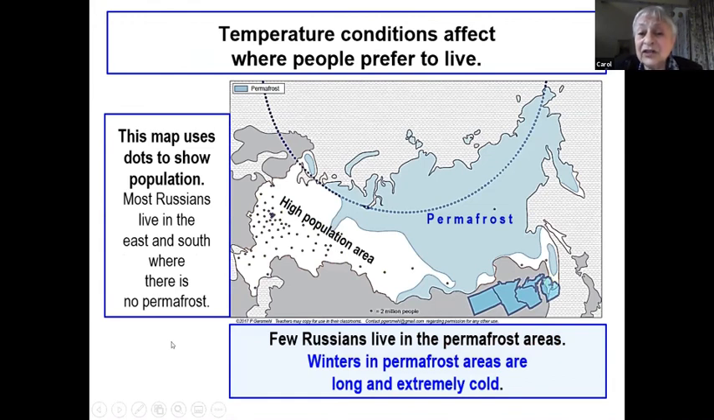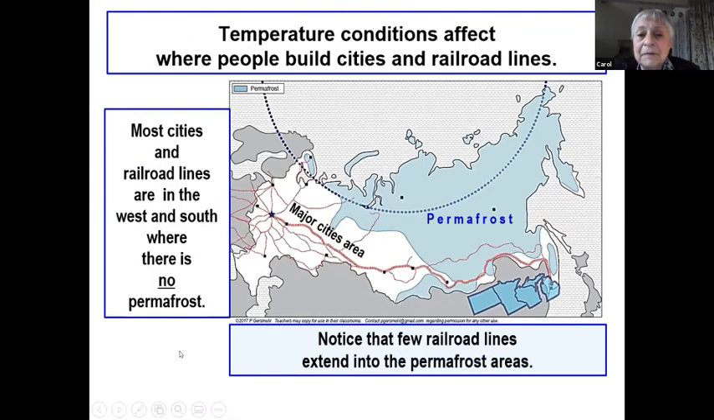The high population areas, where each of those dots represents 2 million people, are mostly outside the permafrost region, except for a few major cities. Most Russians prefer to live in the non-permafrost, in the warmer areas.